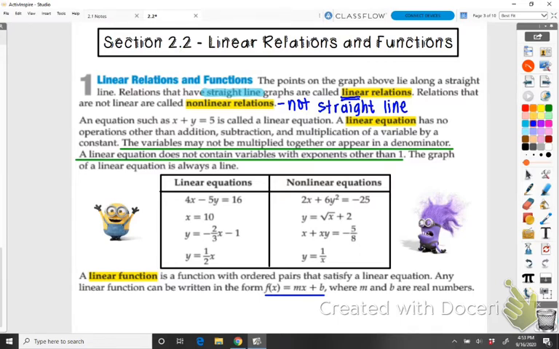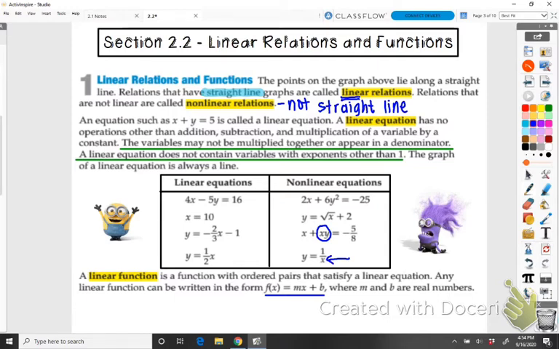So equations such as x plus y equals 5 is called a linear equation. A linear equation has no operations other than addition, subtraction, or multiplication of a variable by a constant. So the variables may not be multiplied together, like x times y, so you can't have two variables next to each other. Or the variable can't appear in the denominator, because then they'll have a negative exponent. So it doesn't have any exponents other than 1.